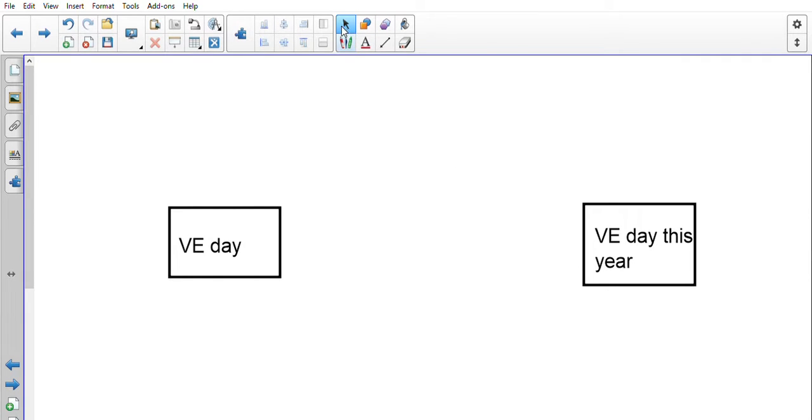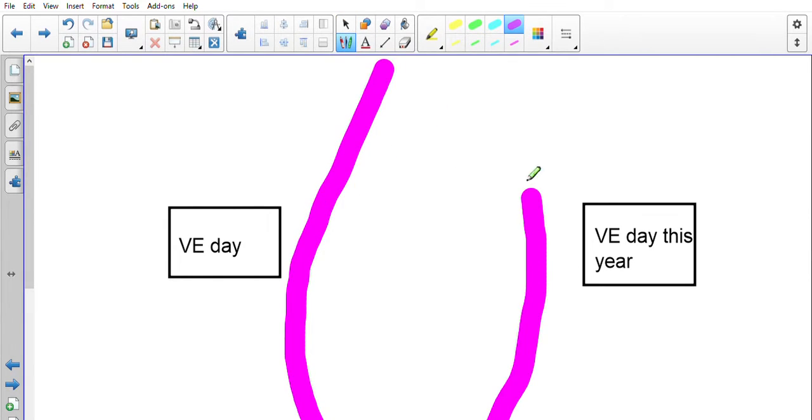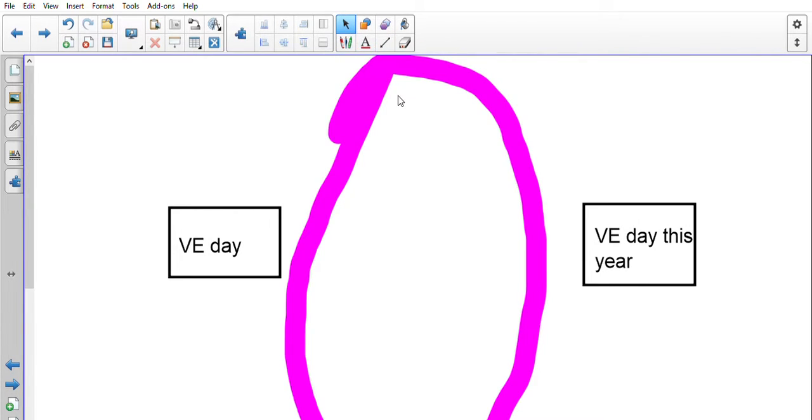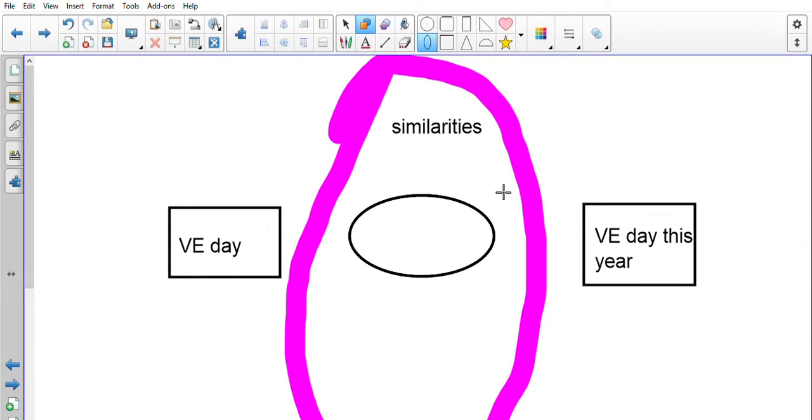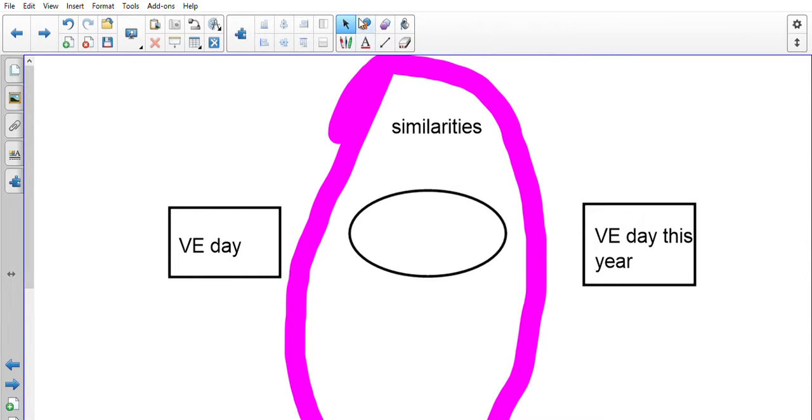In the middle section here, I would put anything that links the two together, where they are similar. So any similarities would go in the middle. If there was something that I had found out through my research that was the same for both of them, I would put this in here, and then I'm going to use my ruler line and I'm going to join both of those up like this.